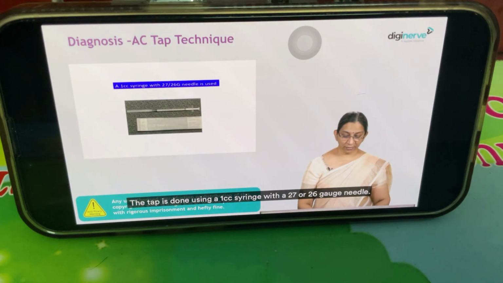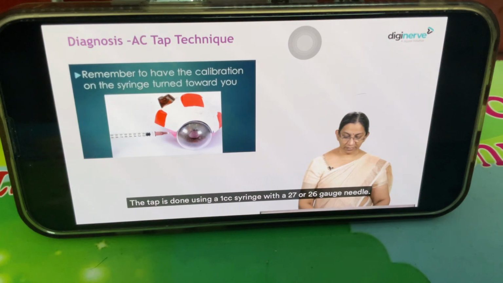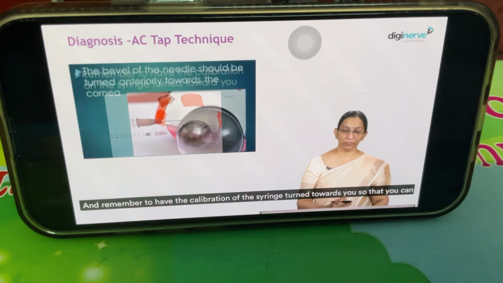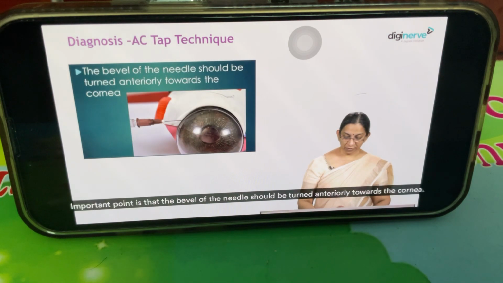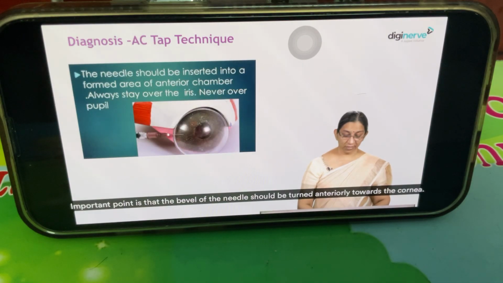The tap is done using a 1 cc syringe with a 27 or 26 gauge needle. Remember to have the calibration of the syringe turned towards you so that you can see how much fluid you're removing. An important point is that the bevel of the needle should be turned anteriorly towards the cornea. And when you insert the needle into the anterior chamber, always stay over the iris.